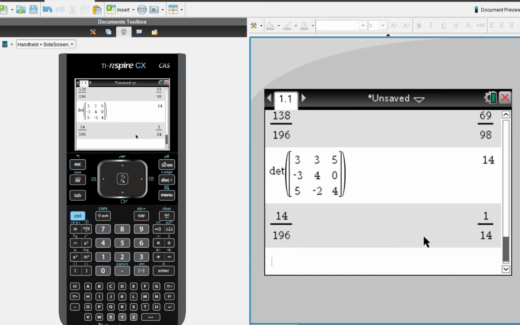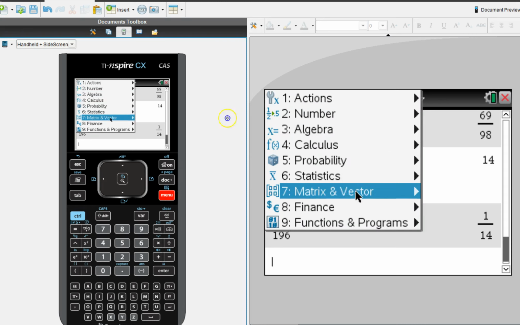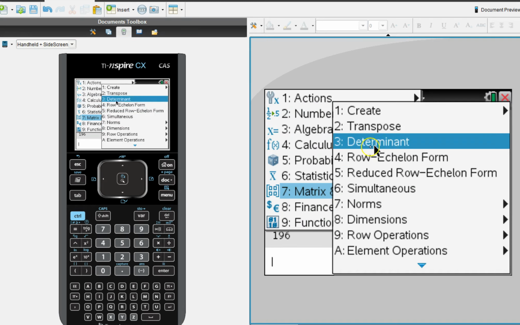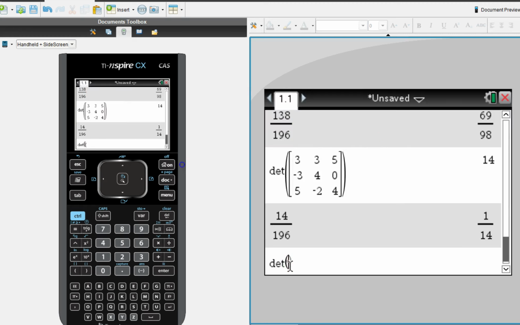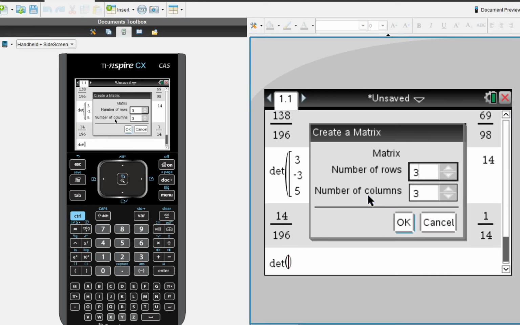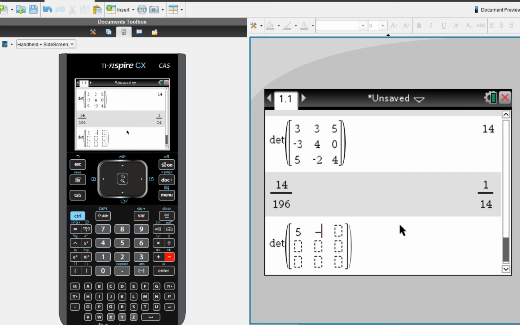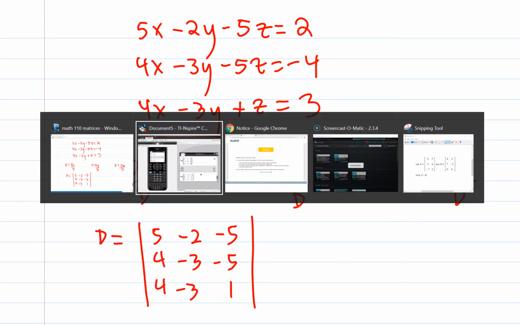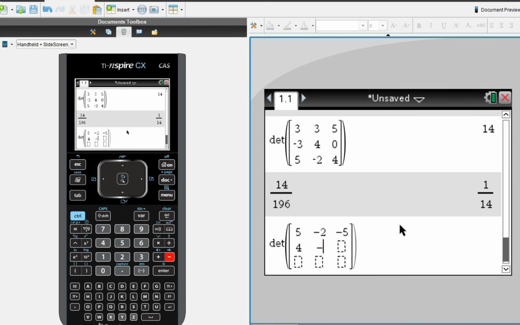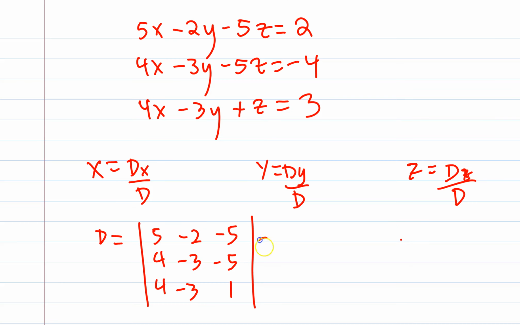Let's start with that. I'll do it manually again. Matrix, determinant. Set up the size of a 3 by 3, and we fill in the numbers. 5, negative 2, negative 5. 4, negative 3, negative 5. 4, negative 3, negative 1. D is equal to negative 28.